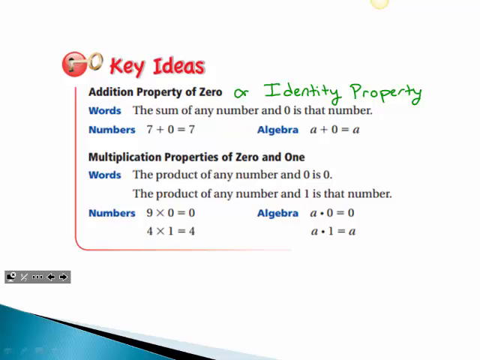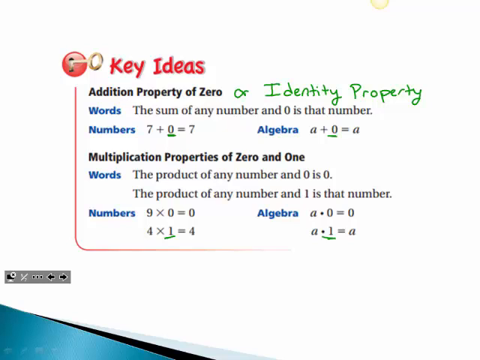It keeps its identity. In addition, something keeps its identity if you add by 0. All right, so that's the addition property of 0, or identity property. If you add 0, it stays the same. It keeps its identity. All right, now identity property also works when you multiply something by 1, because it still keeps its identity.